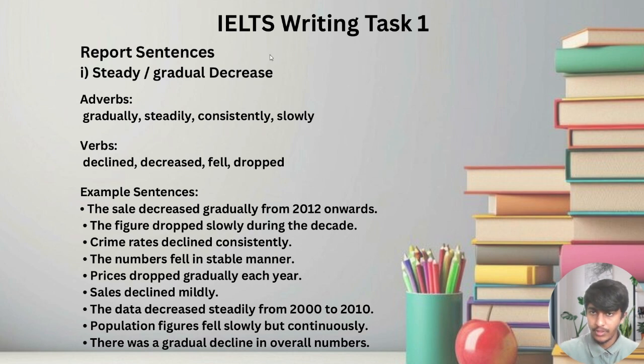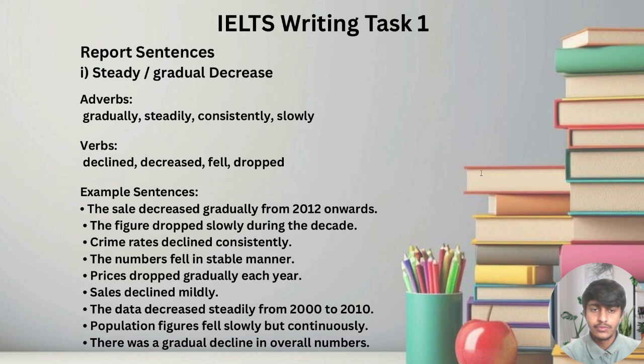So the first one is report sentences for steady and gradual decrease. In the previous video, we talked about steady, gradual increase, now decrease. A steady gradual decrease means that the data goes down slowly and smoothly over time. There are no sudden drops. The line usually slopes gently downwards. The adverbs are gradually, steadily, consistently and slowly. These adverbs are used to show the speed and nature of the change. All of them indicate that the change is not sudden. They are used only when the graph shows a smooth and controlled fall.